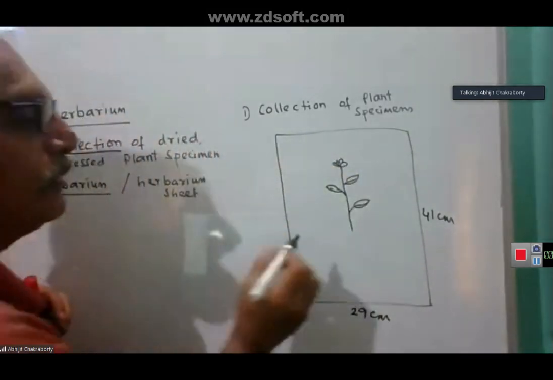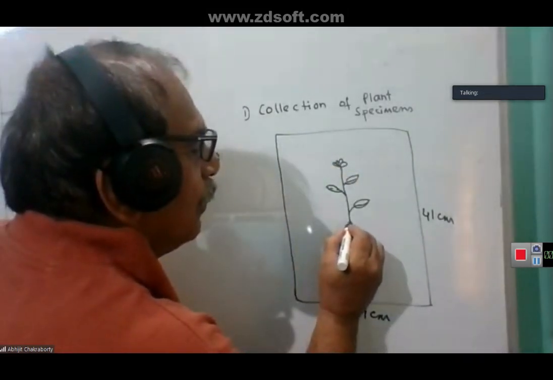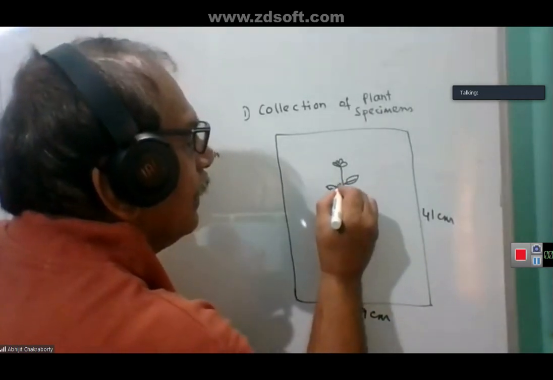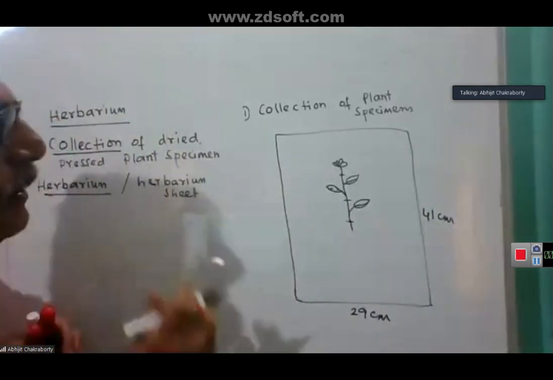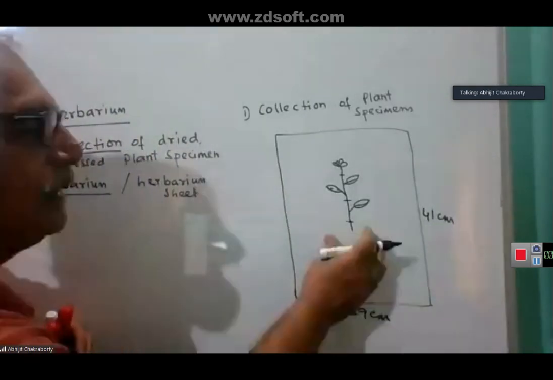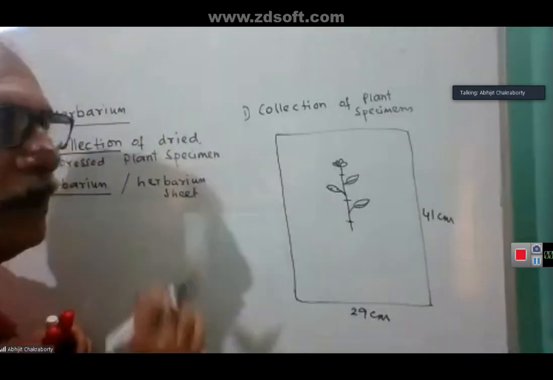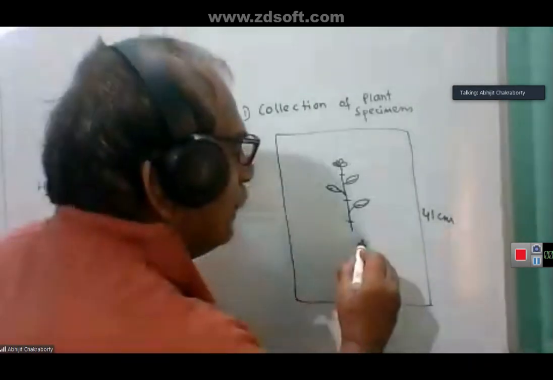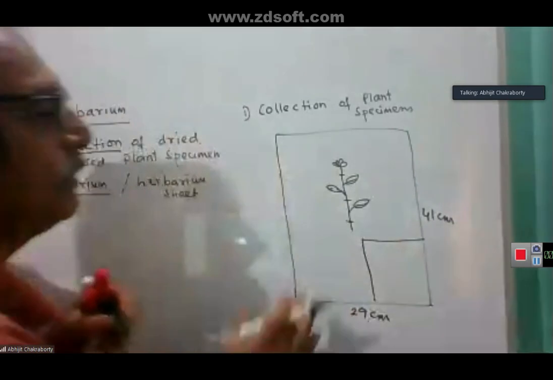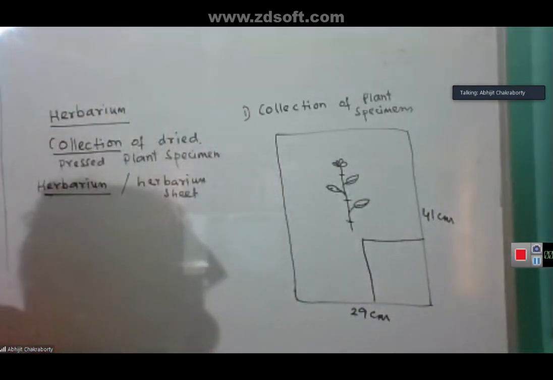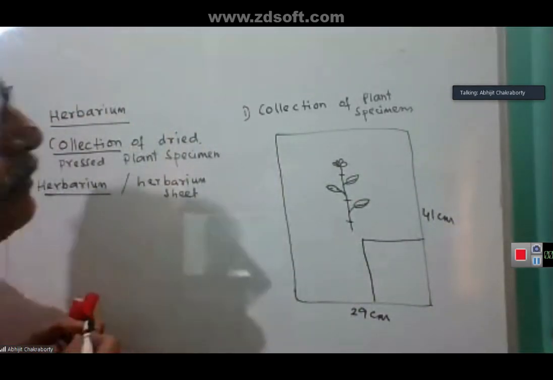So this plant is either glued or attached to the paper with the help of some thread. After placing the dried, pressed plant specimen on the paper, in the right hand corner you need to add information regarding this plant. What type of information? I am telling you.